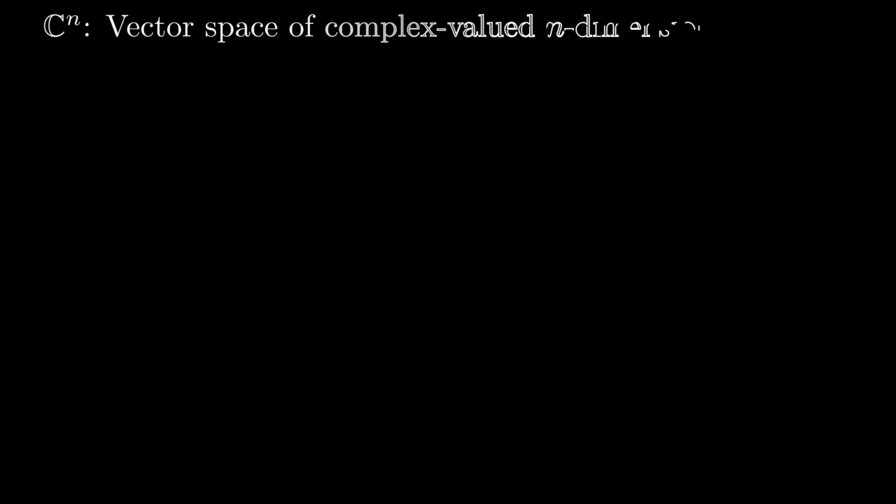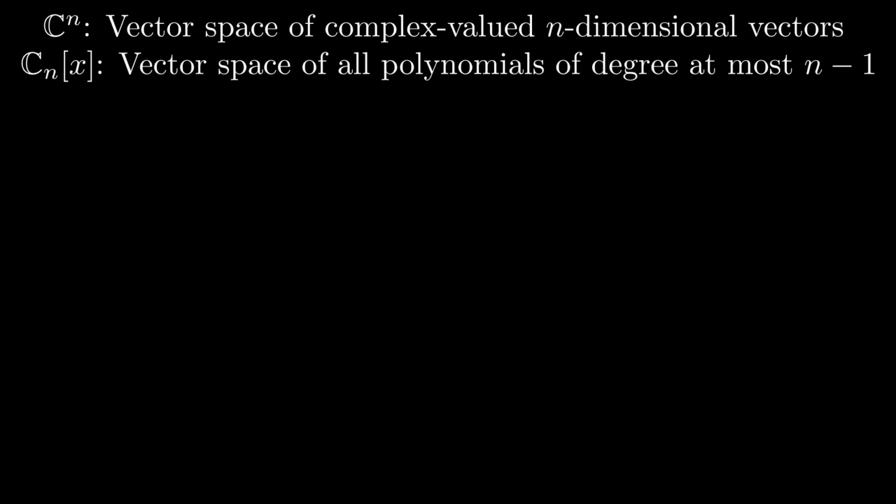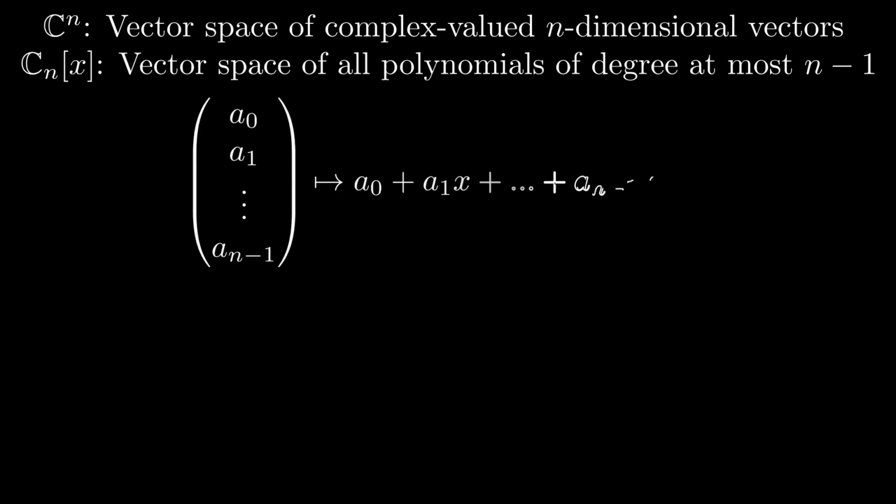Namely, if we let C^n denote the vector space of all n-dimensional complex vectors, and C_n[x] denote the vector space of all polynomials of degree at most n-1, then there exists a linear isomorphism between these two spaces. Namely, if we have a vector with components a0, a1, all the way to a sub n-1, we can map this vector to a polynomial a0 plus a1x plus ... all the way to a sub n-1 times x to the n-1 power via a bijection.